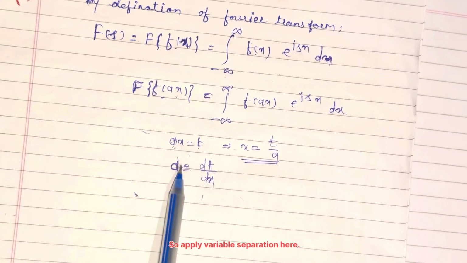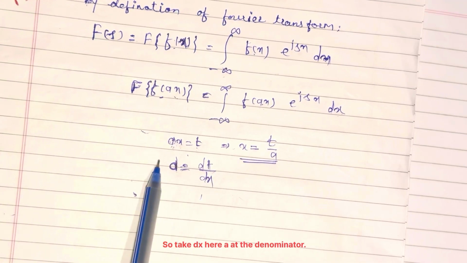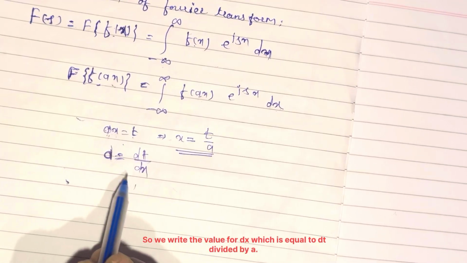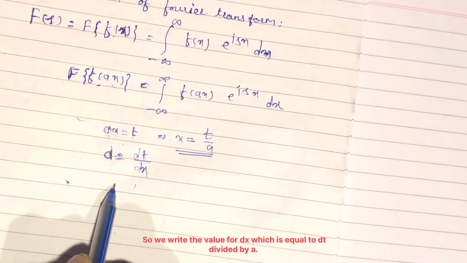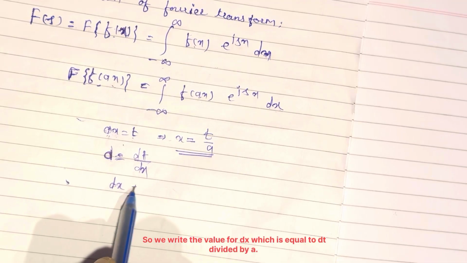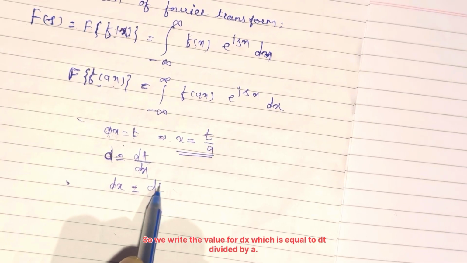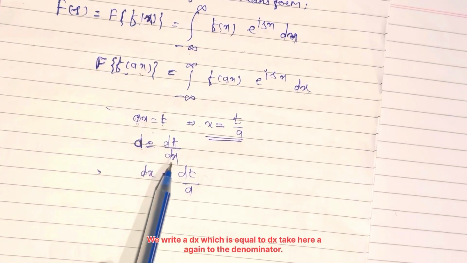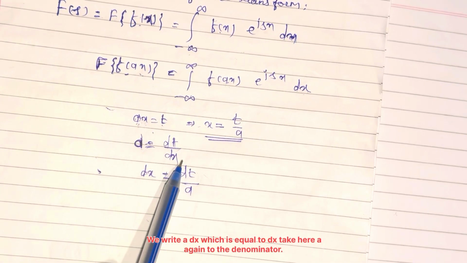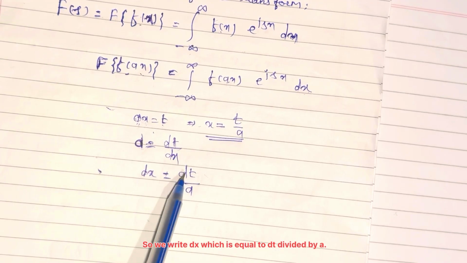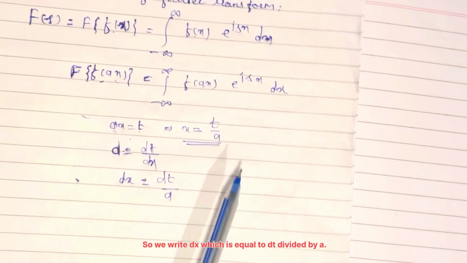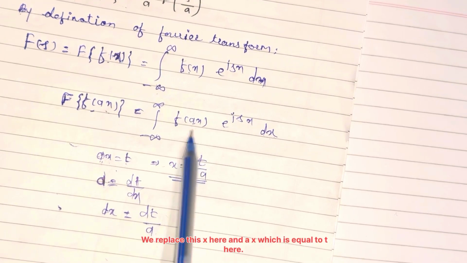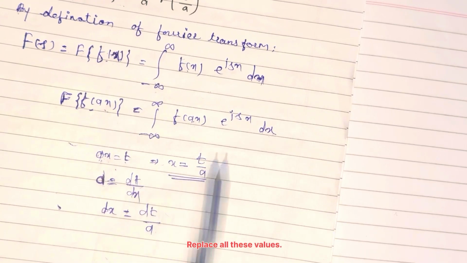So apply variable separation here: take dx here, and a at the denominator. So we write the value for dx, which is equal to dt divided by a. We replace this dx here, we replace this x here, and ax is equal to t here. So replace all these values.